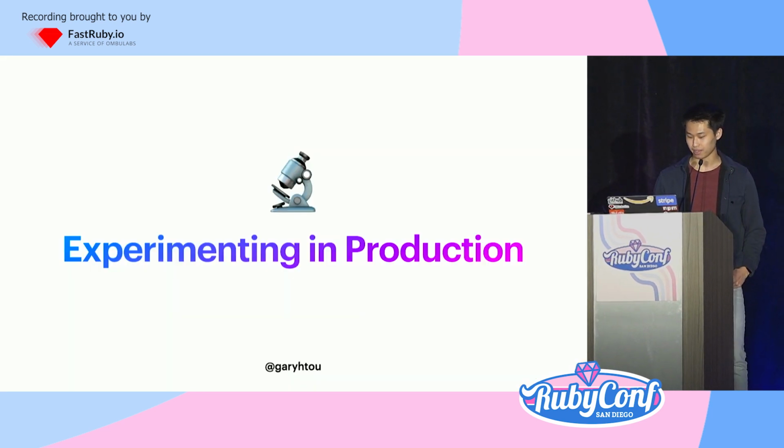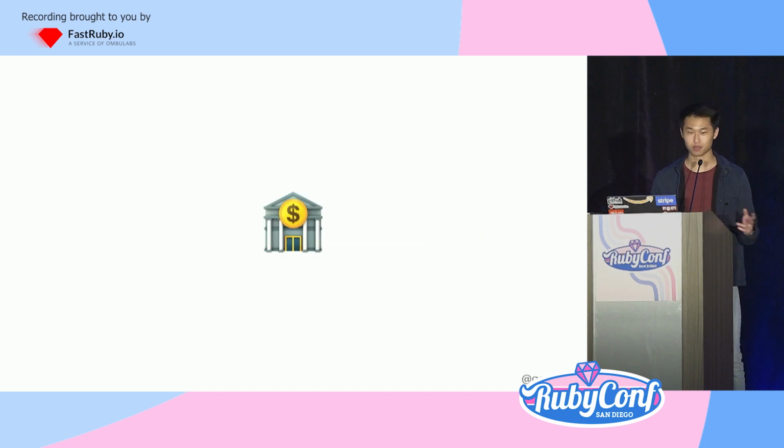Hello, so my name is Gary, and today I'll be giving some insight into how to run experiments in production. So right off the bat, this sounds like a bad idea, but there might be some method to the madness, we'll see. So imagine you work at a bank, and your mission today is to refactor and improve the performance of the code or the method that calculates the balance for bank accounts.